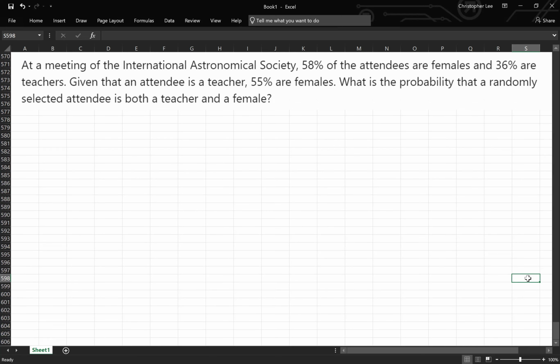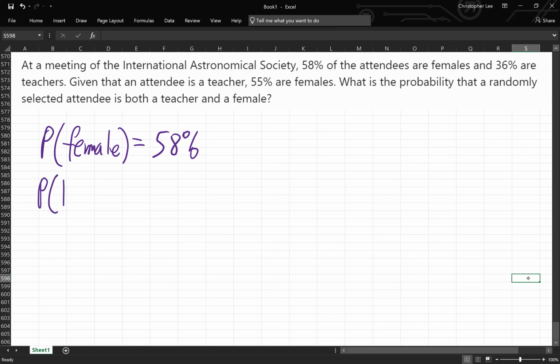All right, so let's check this out. At a meeting of the International Astronomical Society, 58% of attendees are female, right? So the probability of female is 58%. And 36% are teachers. So the probability of being a teacher is 36%. Given that an attendee is a teacher, 55% are female.